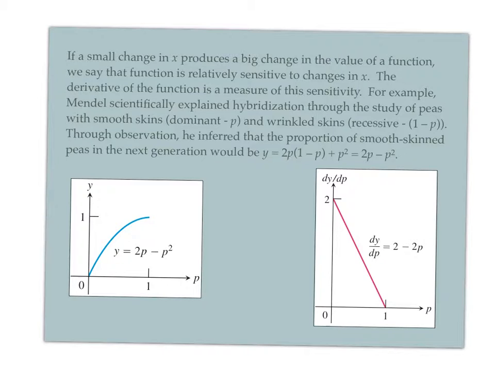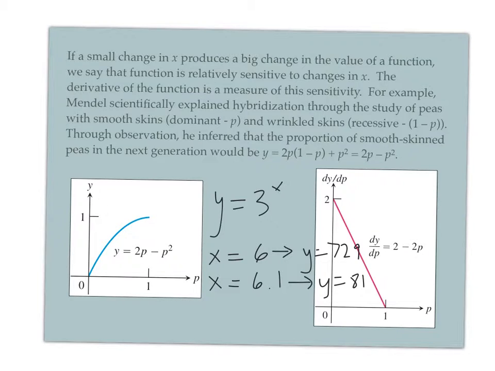if you have something like y equals 3 to the power of x, even. If I look at incremental changes, let's look at bigger ones, like x equals 6 and x equals 6.1. The y value that goes with 6 would be 3 to the power of 6, which is 729. And the y value that goes with 6.1 would be 813, or 814.